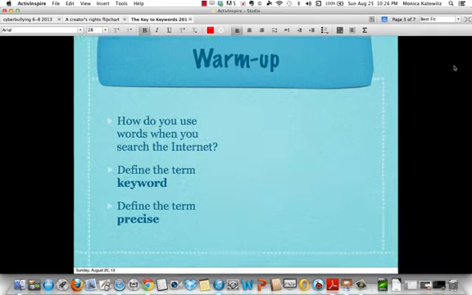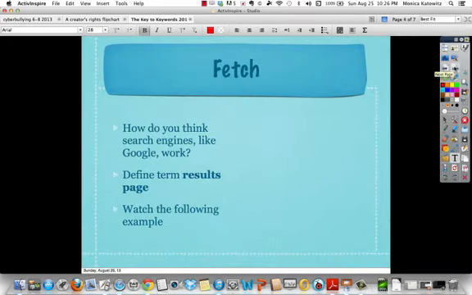All right, let's move on. We're going to do some fetching. Our term for today. Okay, so how do you think search engines like Google work? Now, what they do is the search engines kind of what we call crawl the internet, gathering information about millions of websites. At the click of a button, a search engine sorts through what it knows and lists the sites it thinks you want. You tell the search engine what you want by using keywords. So we're going to talk about what that means. They come up with a result page.